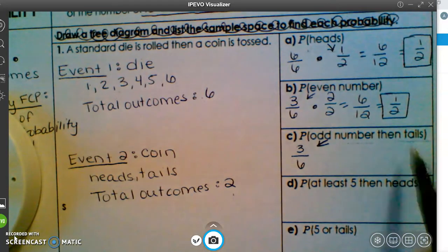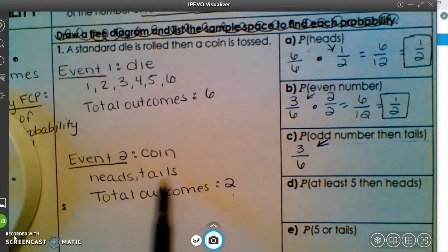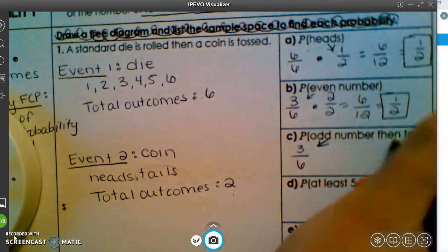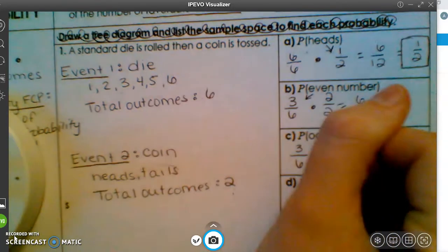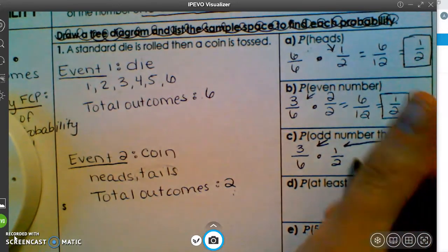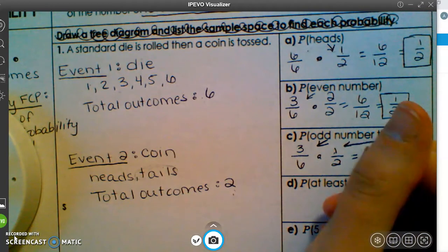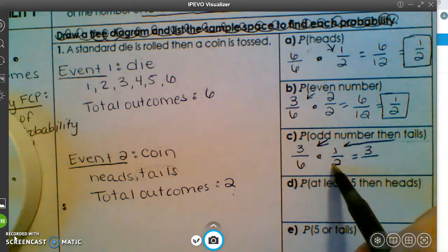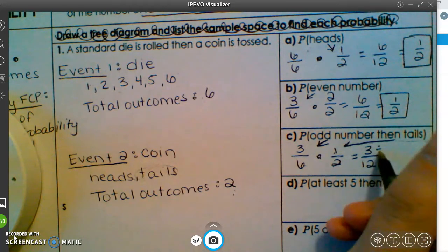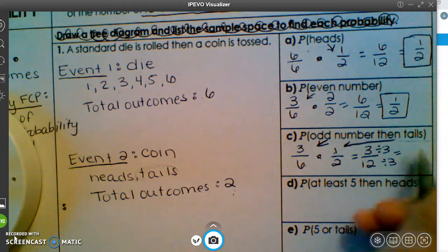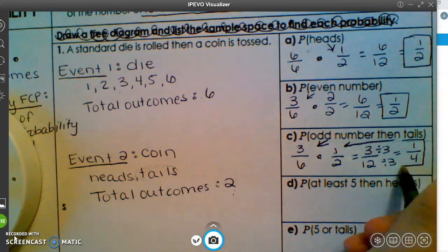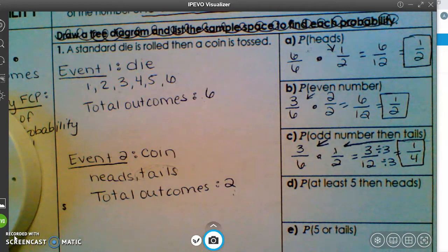Then we want tails. Well, what's the probability of flipping tails? Well, there's 1 favorable out of 2. There's a 1 out of 2 chance of flipping tails. Then we multiply them together. 3 times 1 is 3, and 6 times 2 is 12. Both of those can be divided by 3, and you get 1/4. So there's a 1/4 chance of rolling an odd number and then flipping tails. So look at D, and I want you to try it. So pause and try and come back.